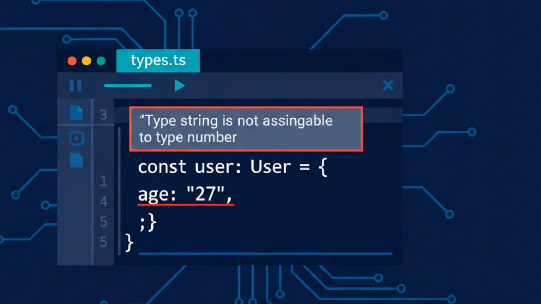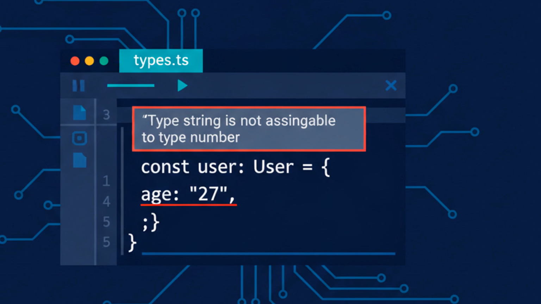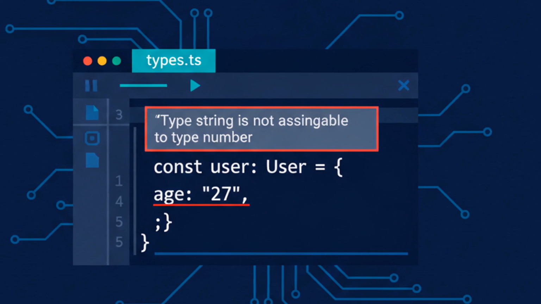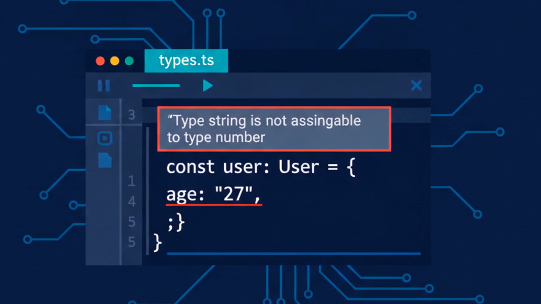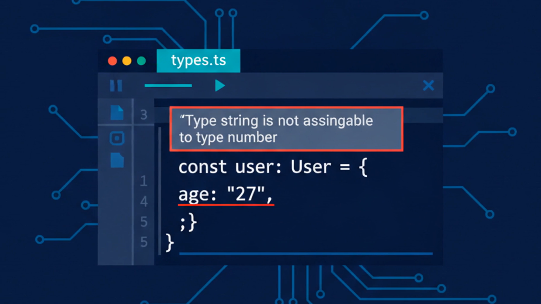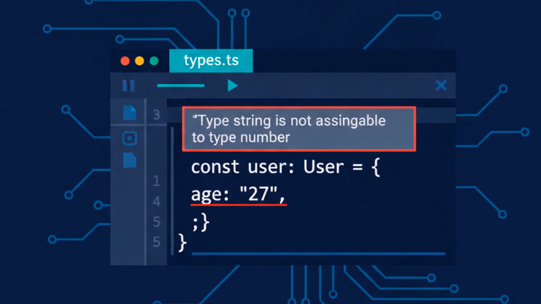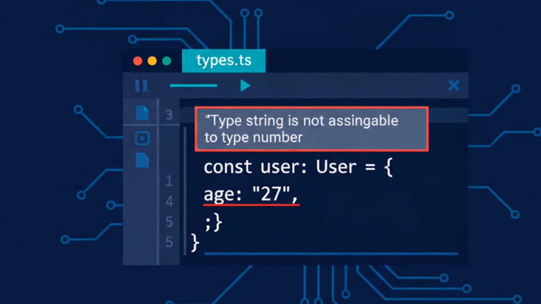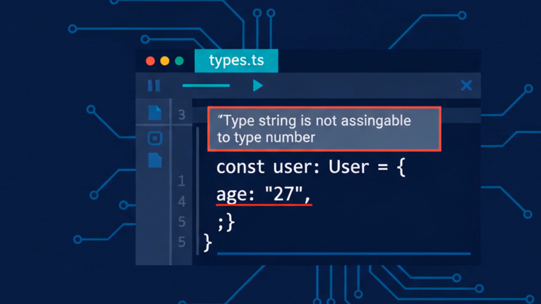It's not just missing properties. If you give a property the wrong type, the contract breaks too. Here I set age to the string 27 instead of the number 27. TypeScript catches it. A string is not assignable to a number. Quotes matter. The compiler reads your intent and holds you to it.